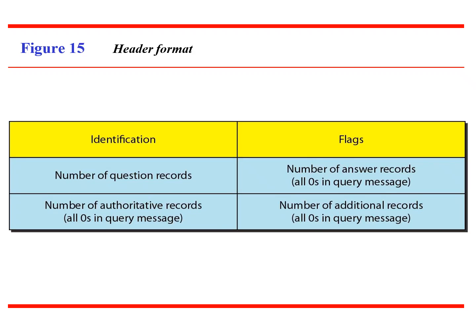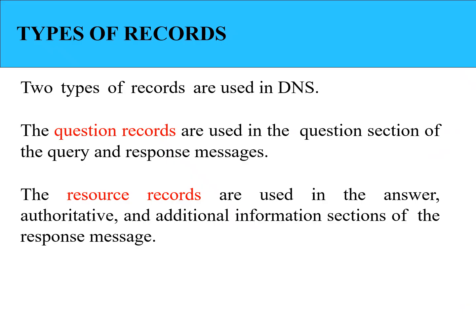Now coming to the header format, the header basically has totally 6 fields. First we have the identification, then the flags, then number of question records, number of answer records, then number of authoritative records, and number of additional records. So this is the header that will be attached in a DNS message. Then coming to the types of records, the question records are used in the question section of the query and the response message. The resource records are used in the answer, authoritative and additional information sections of the response messages.